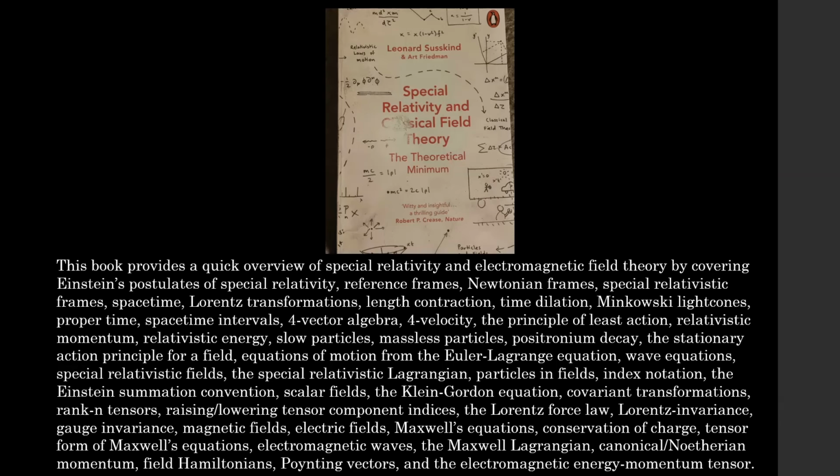Surprisingly enough, this gets into things like the Klein-Gordon equation after it covers basic things of special relativity. It gets into Euler-Lagrange field equations. It gets into Maxwell's equations. It goes into Poynting vectors, Noetherian momentum, field Hamiltonians, and even finishes off with the electromagnetic energy momentum tensor. So I thought this was pretty interesting for the level it's intended for.